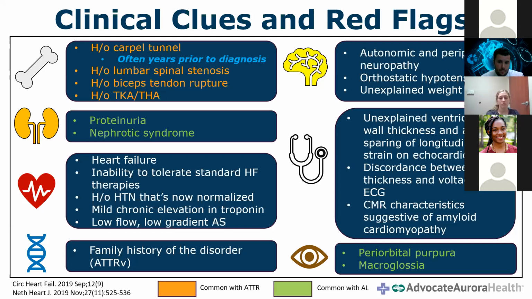You may also see a mild chronic elevation in troponin. Autonomic and peripheral neuropathy can often be the first presentation of variant TTR and is common in both variant and AL amyloid. Lastly, there are imaging and diagnostic testing clues that can reveal clues for the presence of cardiac amyloidosis.